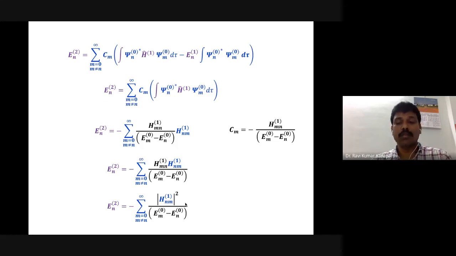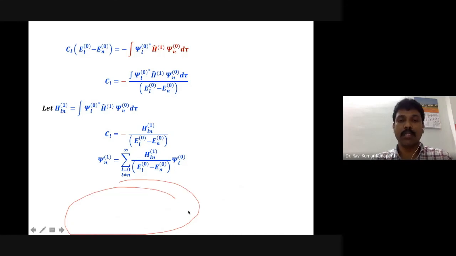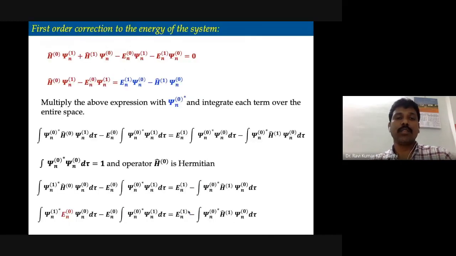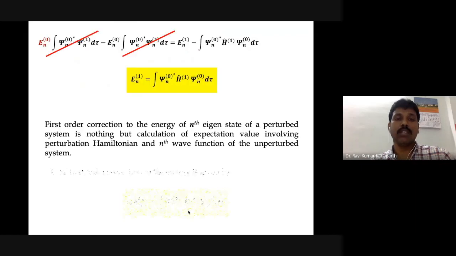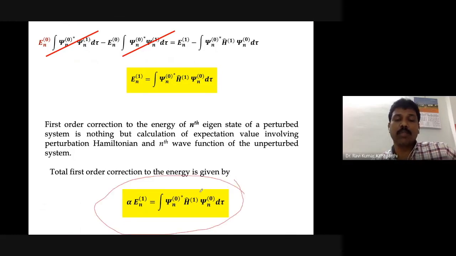Now suppose you want to have the first order correction to the wave function, this is the object that you have to evaluate. This particular integral you have to evaluate. Similarly, the first order correction to the energy is being calculated, and that is nothing but this object. The first order correction to the energy expression is given by this object, alpha times En1.